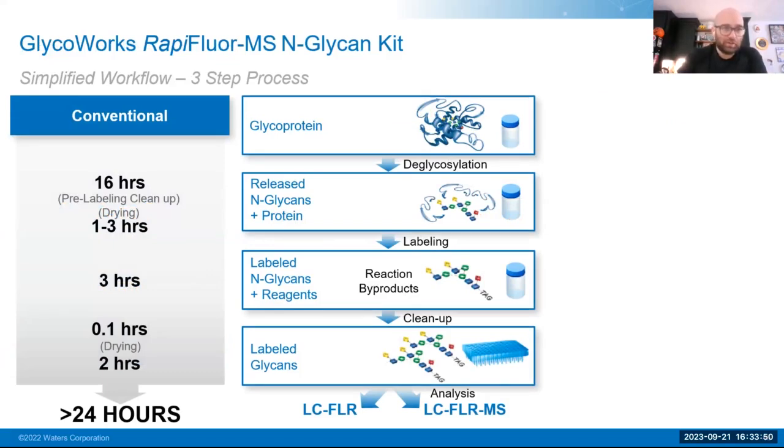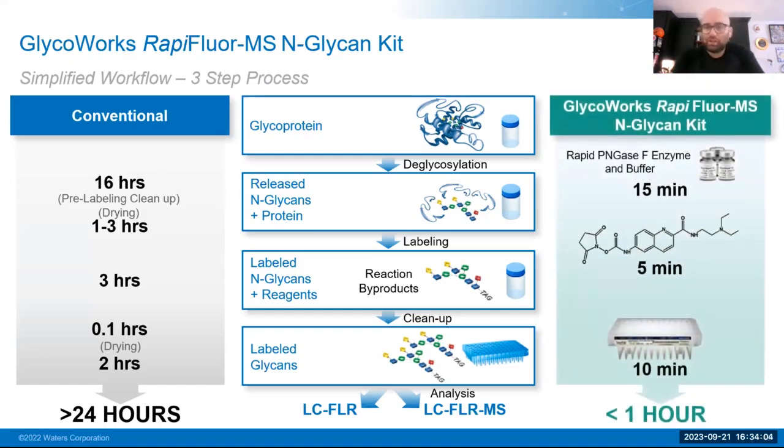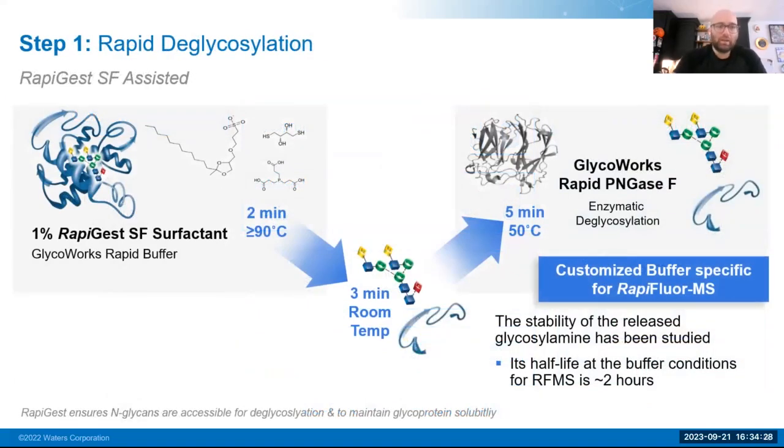So we look at a standard conventional workflow. You're seeing something like greater than 24 hours, moving from a glycoprotein to the actual tagged and cleaned up sample ready to be analyzed. With this approach, leveraging GlycoWorks, we can see we're moving significantly faster, from 24 hours down to potentially just an hour, depending on how many samples have to be analyzed. So it's a very fast process from the initial release to the tagging and then cleanup itself, getting to your separations very quickly. It's a very straightforward process.